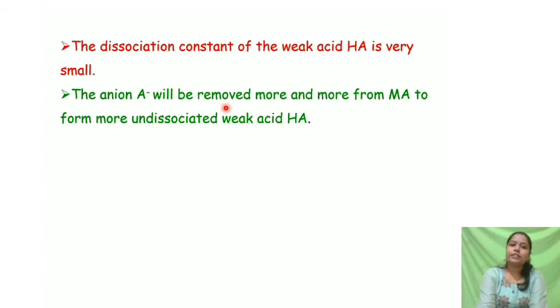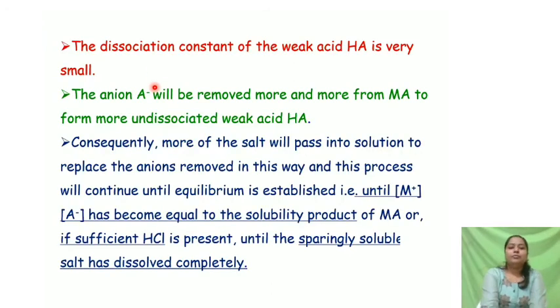A- will be removed more and more from MA to form more undissociated weak acid. Therefore the concentration of A- is decreased. Therefore more of the salt will pass into the solution to replace the anions removed in this way. Due to the addition of strong acid, the A- ion of the salt combined with the H+ ion of the strong acid to form undissociated HA.